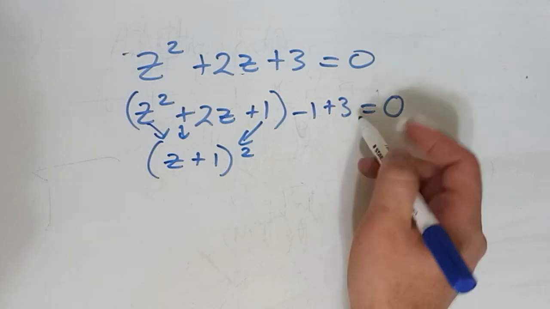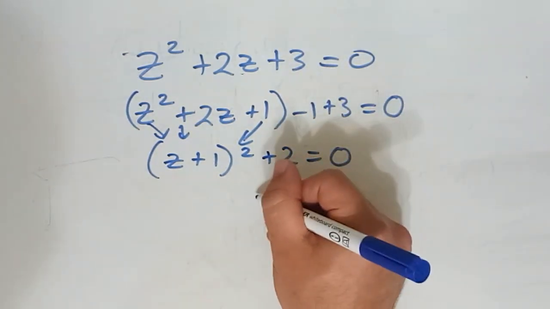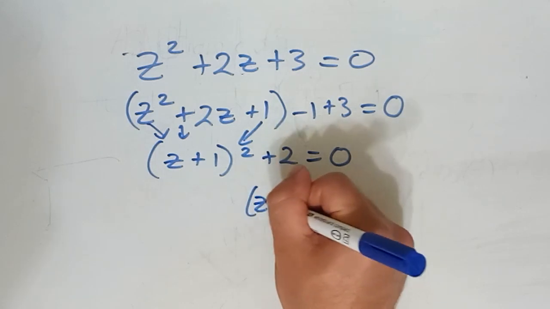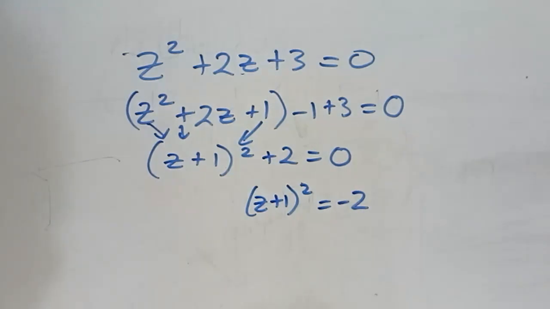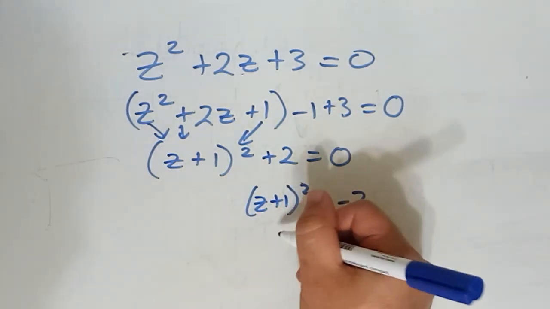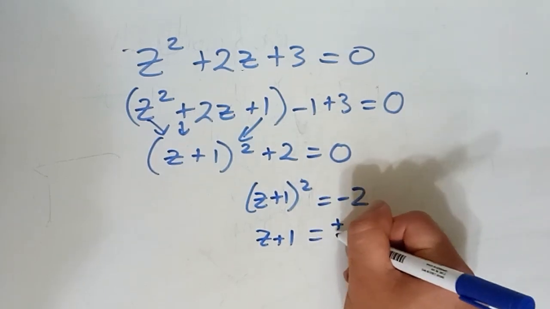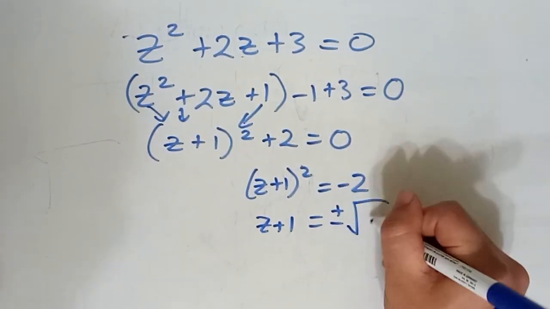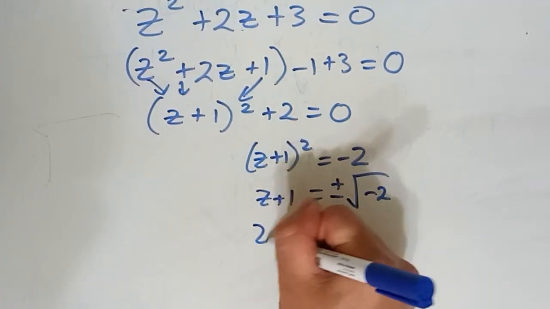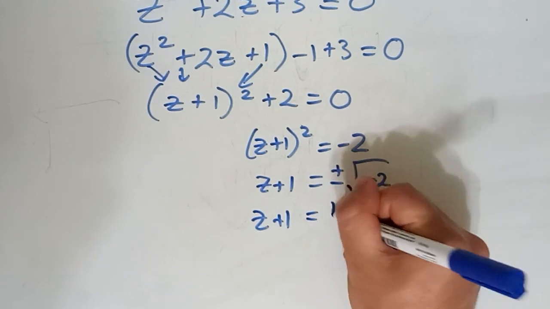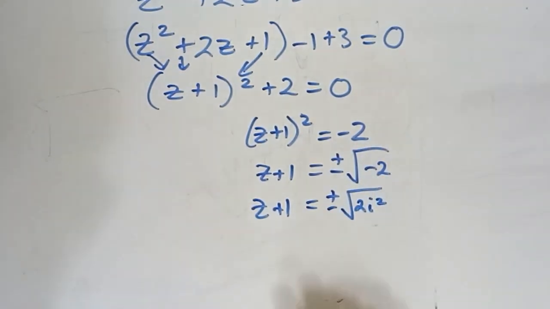What have I got here? I've got plus 2 left over equals 0. Rearranging that one, I get z plus 1 all squared equals -2. Take the square root, so I get z plus 1 equals plus or minus the square root of -2. Oh, I forgot to do the i squared bit, so let's do the i squared bit. z plus 1 equals plus or minus the square root of 2i squared.